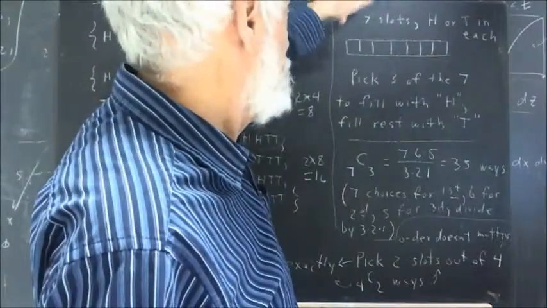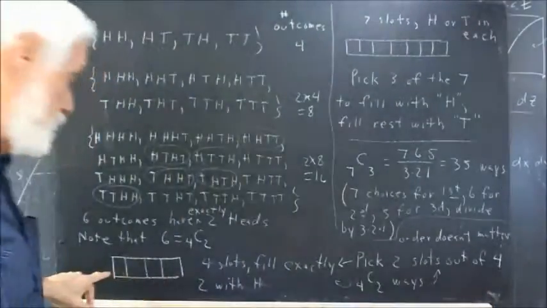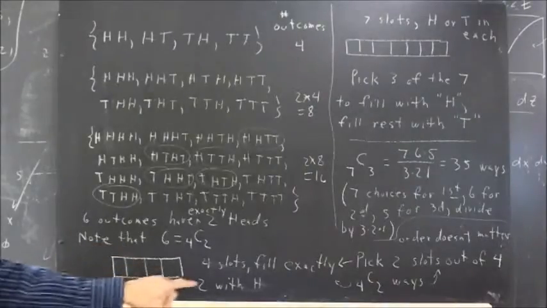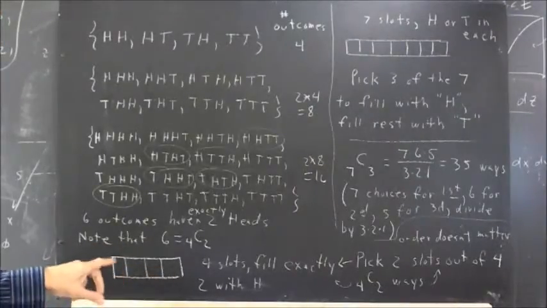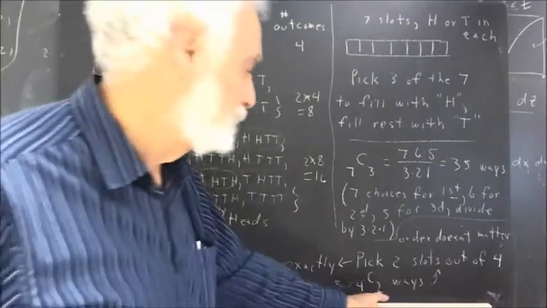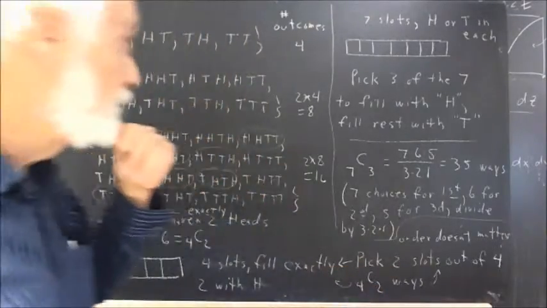Okay, the way we want to think of this, analogous to the way we thought of this, we said there are 4 slots. We want to fill exactly 2 of them with heads. Each slot could go either heads or tails. So there are 4C2 ways to do that.